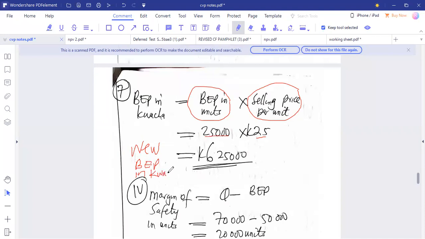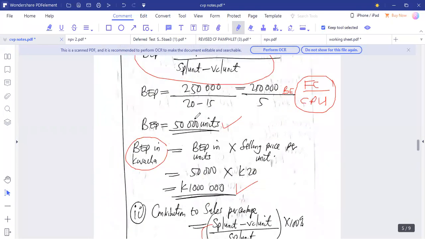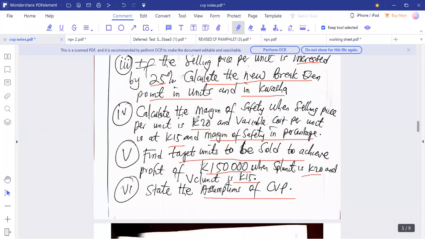All right, so let us move on now to the other questions. The other question says, calculate the margin of safety when the selling price per unit is 20 kwacha and the variable cost per unit is at 15 kwacha.